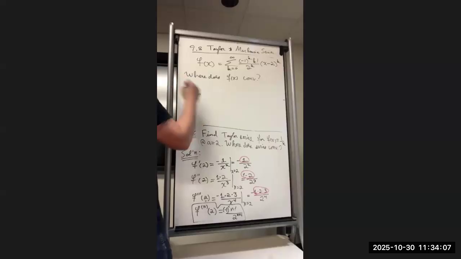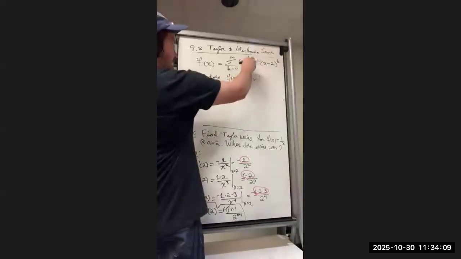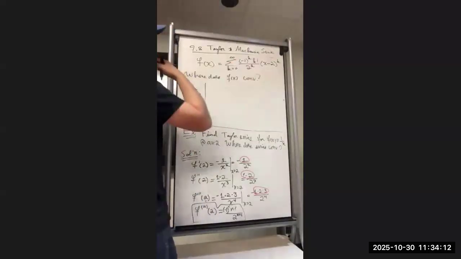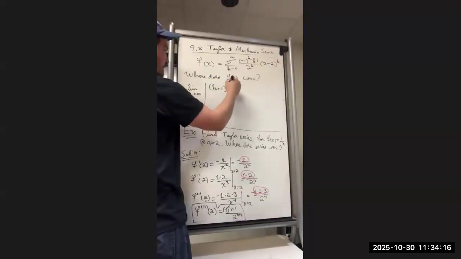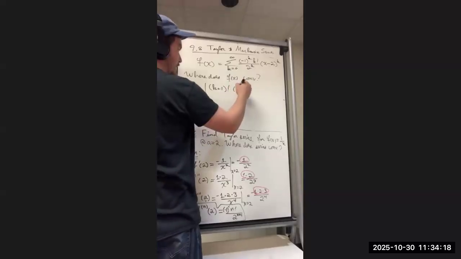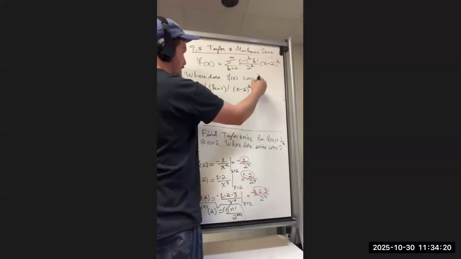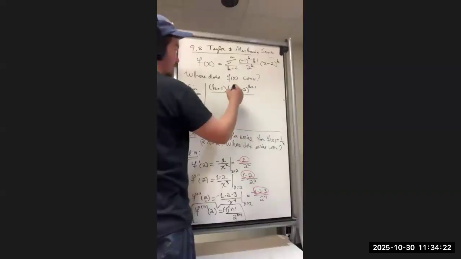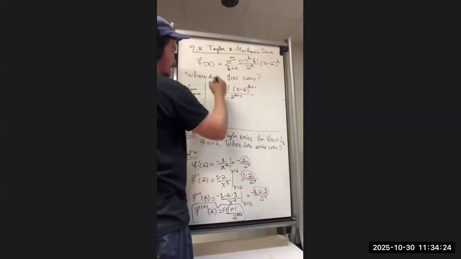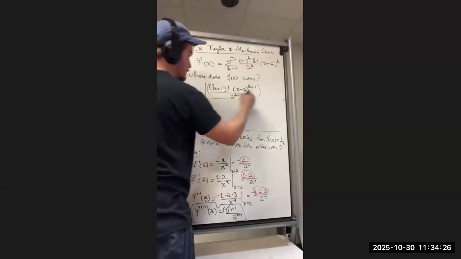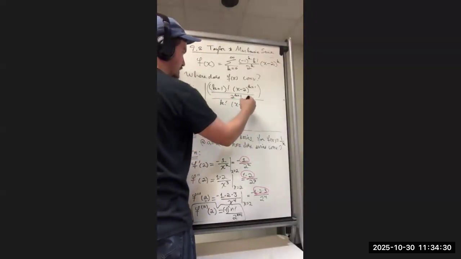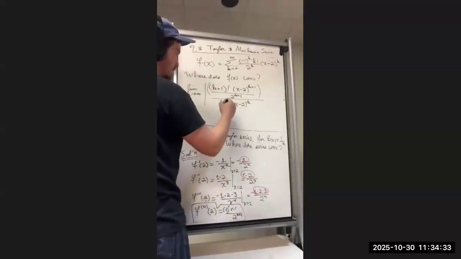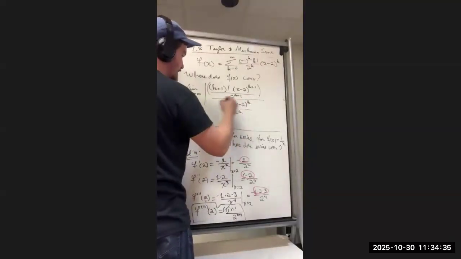Limit as k goes to infinity. The alternating component will go away. We don't have to worry about that. So what are we going to have? We're going to have (k plus 1) factorial times (x minus 2) to the k plus 1, all over 2 to the k plus 1, divided by k factorial times (x minus 2) to the k, over 2 to the k.